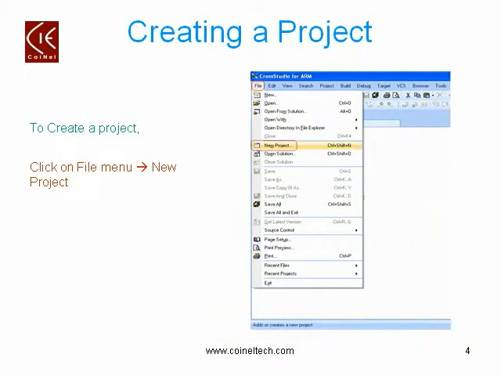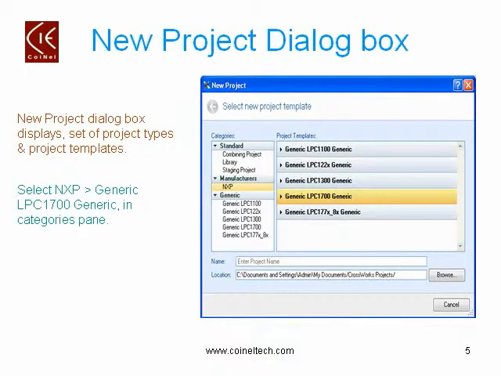Now let us see how to create a project. To create a project, go over to the File menu and then go over to the New Project option. After selecting the New Project option, the New Project dialog box appears, wherein, as in the slide, you could observe we have a Categories pane, and on the right side we have a Project Templates pane. In the left side Categories pane, select under the Manufacturers, NXP.